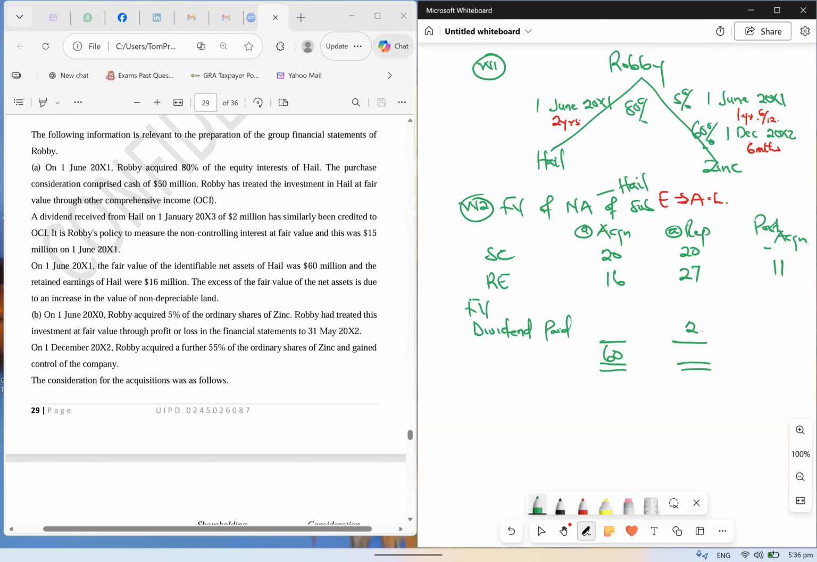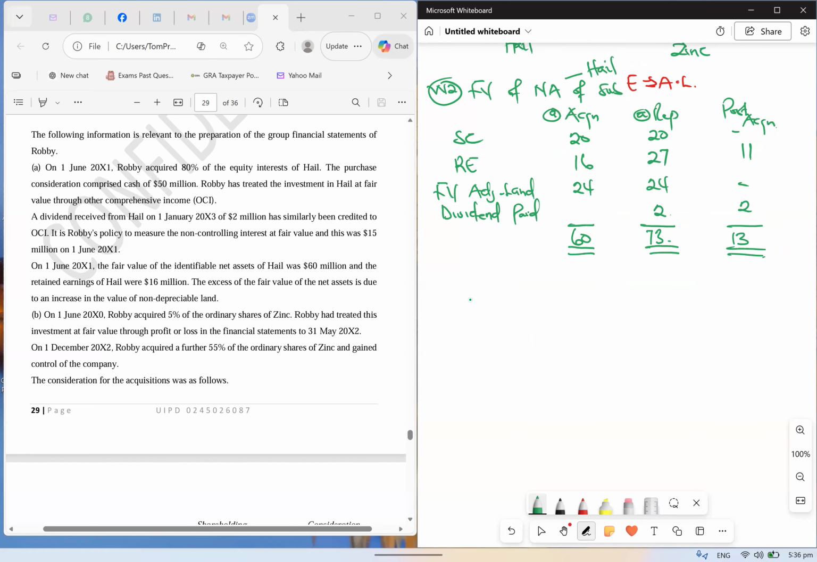This is 36, then 24. The difference, therefore, fair value adjustment. Land is not depreciable, so there wouldn't be anything. So here will be a dash, here you have 2, and here you have 13. All right, so that is that. So 13 plus this should give you 73. Then you do the next one.